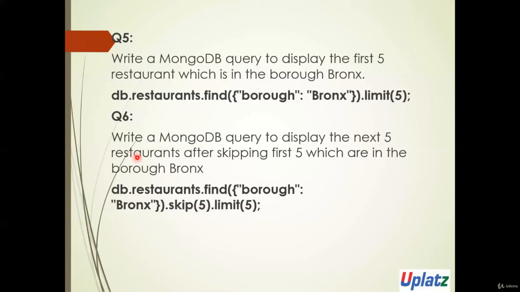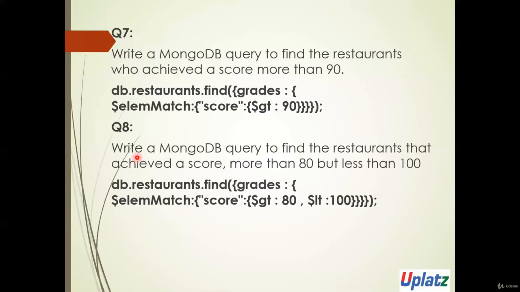So next is, write a MongoDB query to find the restaurants that achieved a score of more than 90. Here I am going to use the element match operator, because this is an embedded thing in my document. Inside grades, the score and other fields are embedded, so I am using element match and getting the score which is greater than 90.